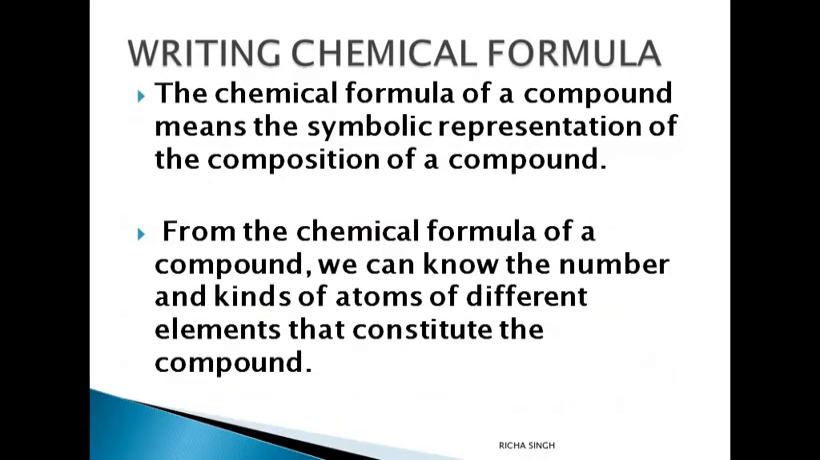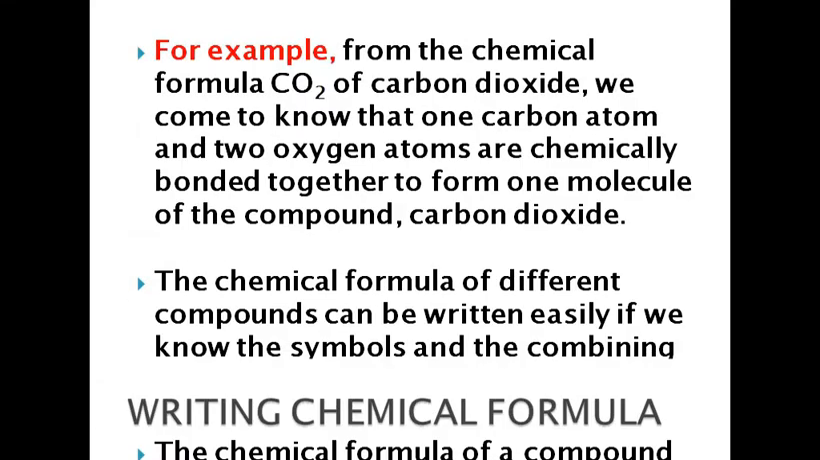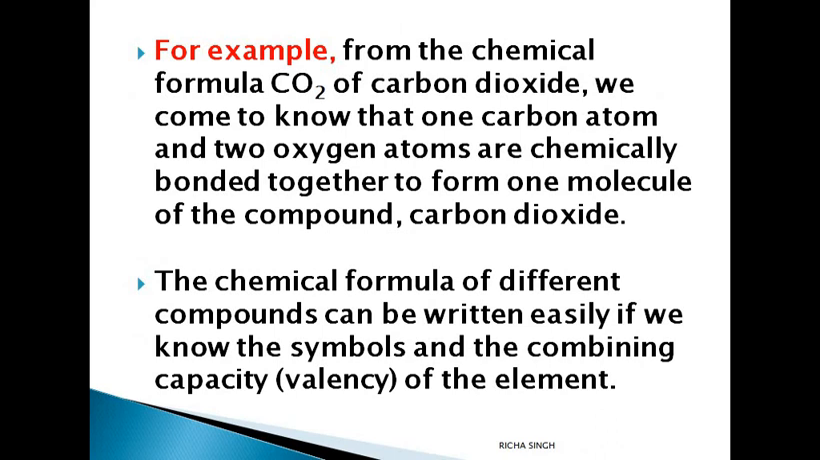Now the next thing is writing a chemical formula. How can a chemical formula be written? It is a very shorthand kind of thing, which will tell you the different constituents of the compound, that is, what elements are making it. So how to write a chemical formula? The way by which we can write it is using the symbols as well as the valency.